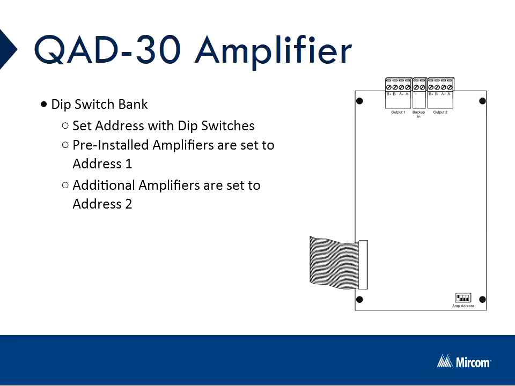Last but not least, on the Quad 30 amplifier, on the right-hand side of the board, there's a terminal labeled P1. This is for factory use only.